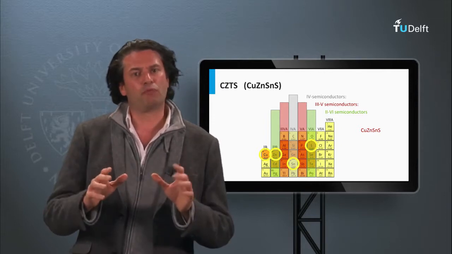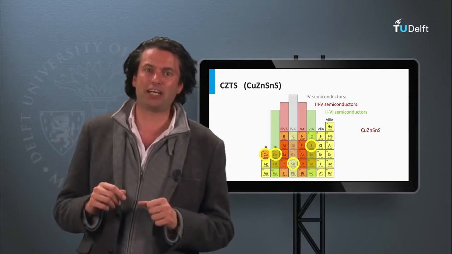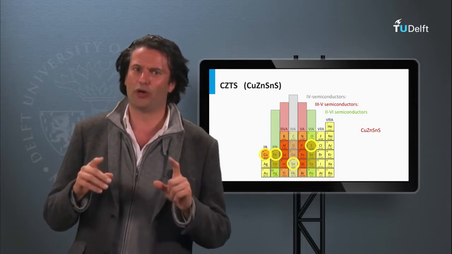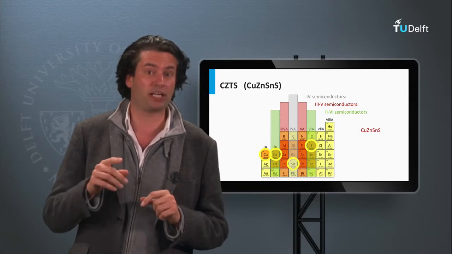In the next block, we will discuss the thin film cadmium telluride PV technology. This is a PV technology which has currently the lowest demonstrated cost price per watt peak.